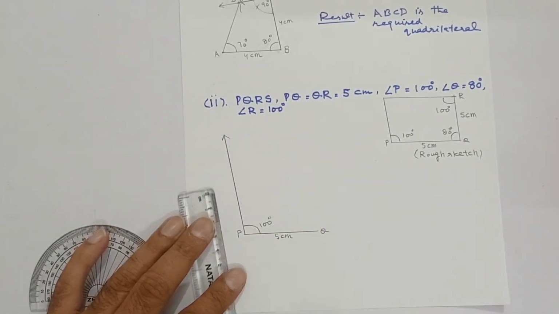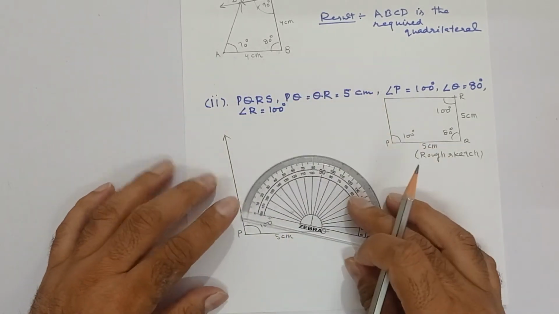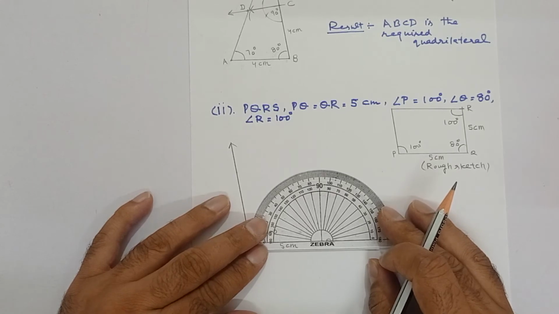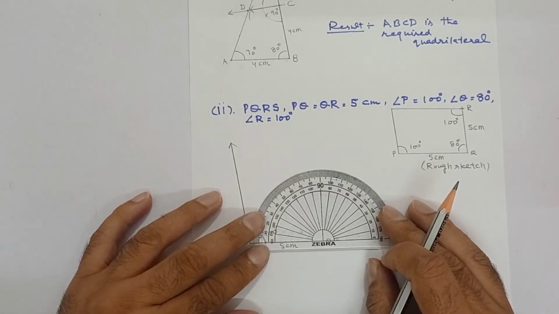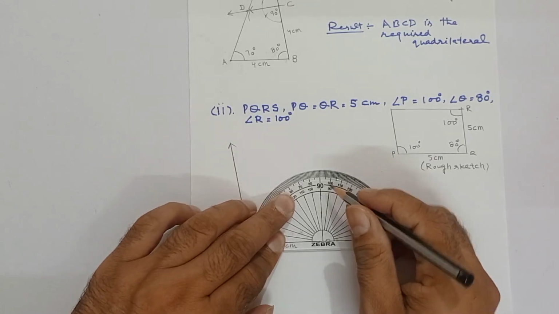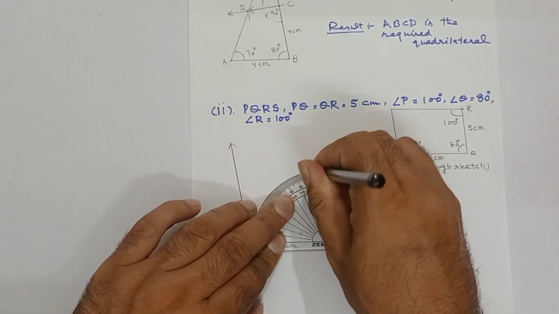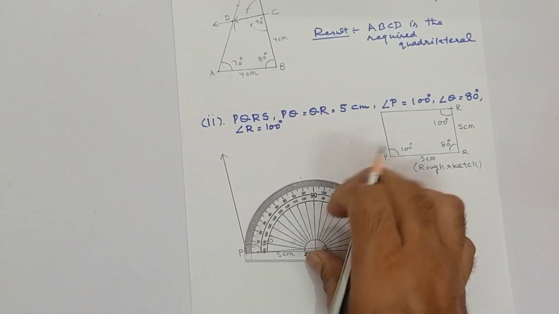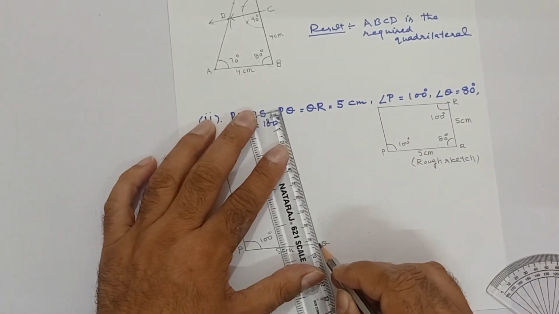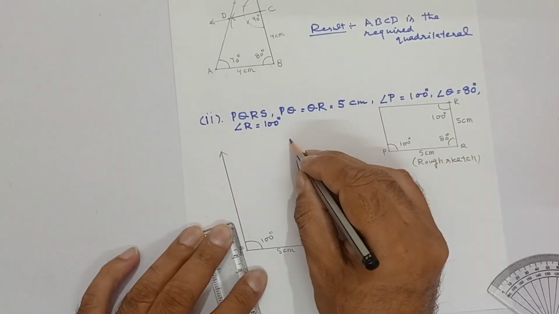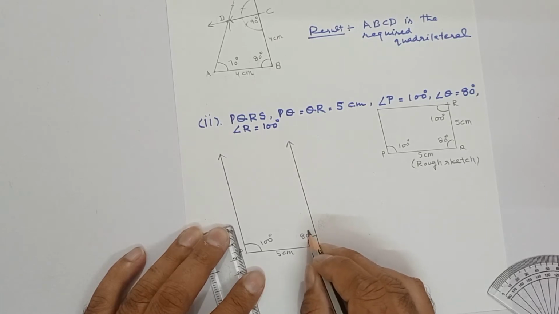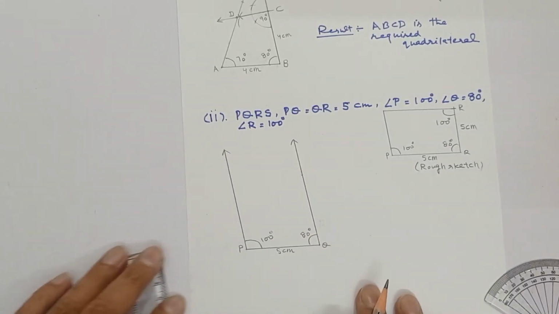And at point Q you need to make 80 degree. Keep the protractor this way properly in proper position. This is 80 degree. 80 degree will not come outwards. It will come inwards this way. So extend this line further. This is 80 degree. Labeling to be done side by side.